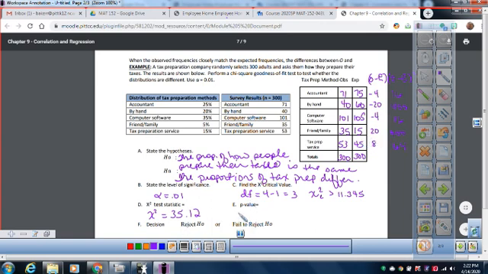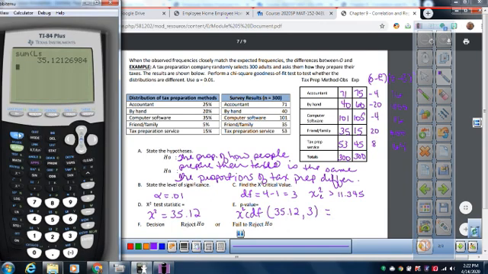For the p-value, you're going to go to chi-squared CDF. You're going to put in the test statistic, comma, degrees of freedom. Chi-squared CDF is where all the CDF stuff was, which is second vars. If you scroll down, you see chi-squared CDF. The lower is 35.12. The upper is second e to the 99th, because you're going to go to infinity. Degrees of freedom is 3.